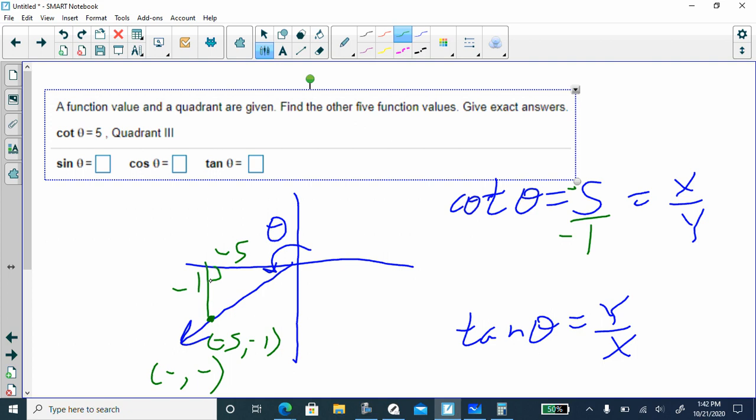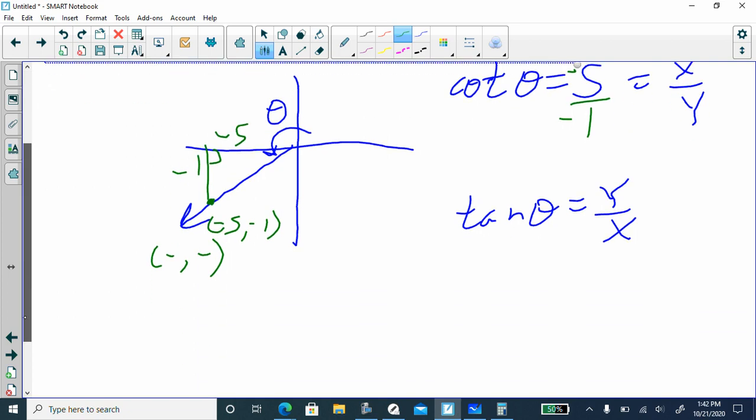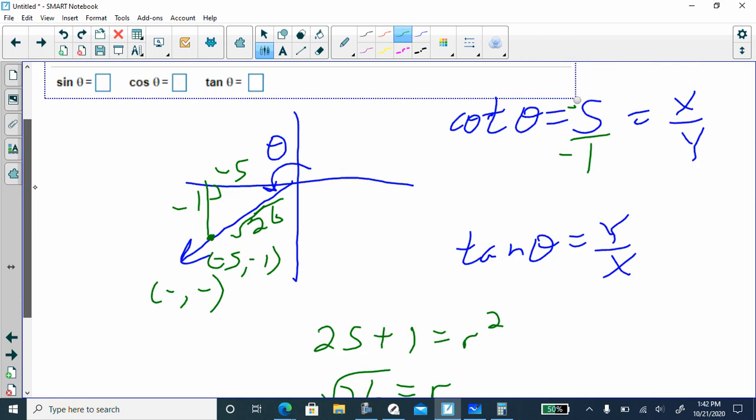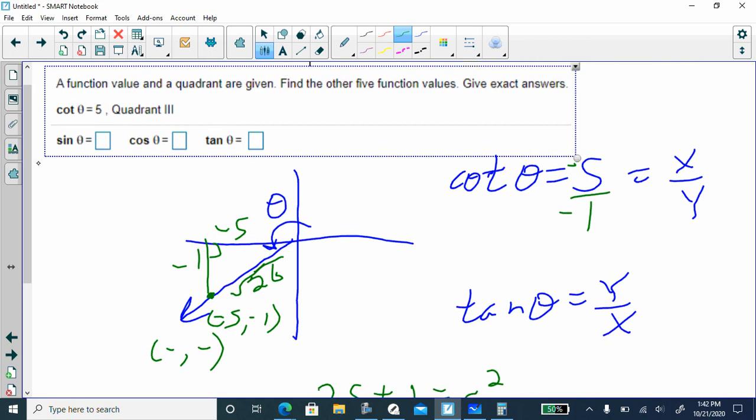And then we could get our r. So -5 squared plus -1 squared equals r squared. So r squared is 26, or r is the square root of 26. So once we have those, we can get our other trig ratios.